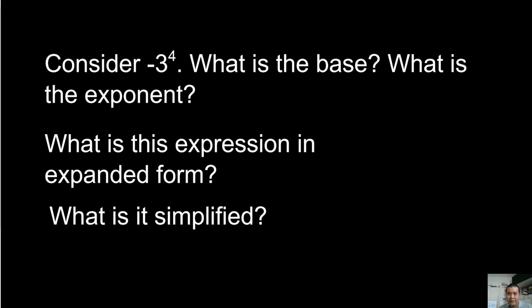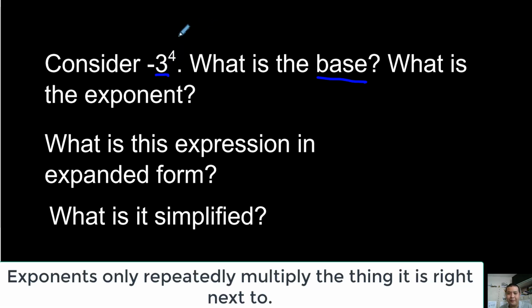Let's try another one. Okay, here we have negative 3 to the fourth. Notice how this negative is right beside the 3, and this 4 is right next to the 3. Okay, this one, the base is not negative 3. In this case, it's 3 because this exponent, the 4 right here, only applies to the thing that it's right next to, and it only applies to this 3 right here.